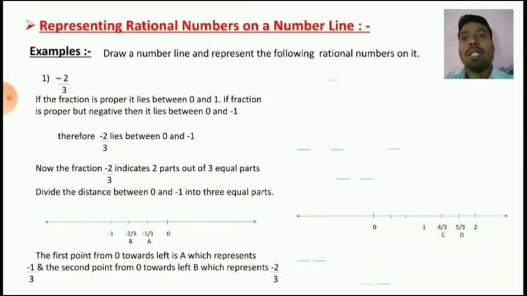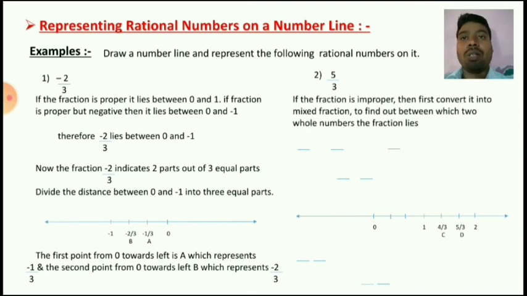The next example is 5/3. We have to represent the given rational number on the number line. If the fraction is improper, then first convert it into a mixed fraction to find out between which two whole numbers the fraction lies. Here 5/3 has a numerator greater than the denominator, so it is an improper fraction. We have to first guess where this number lies. We know that it is a positive number.